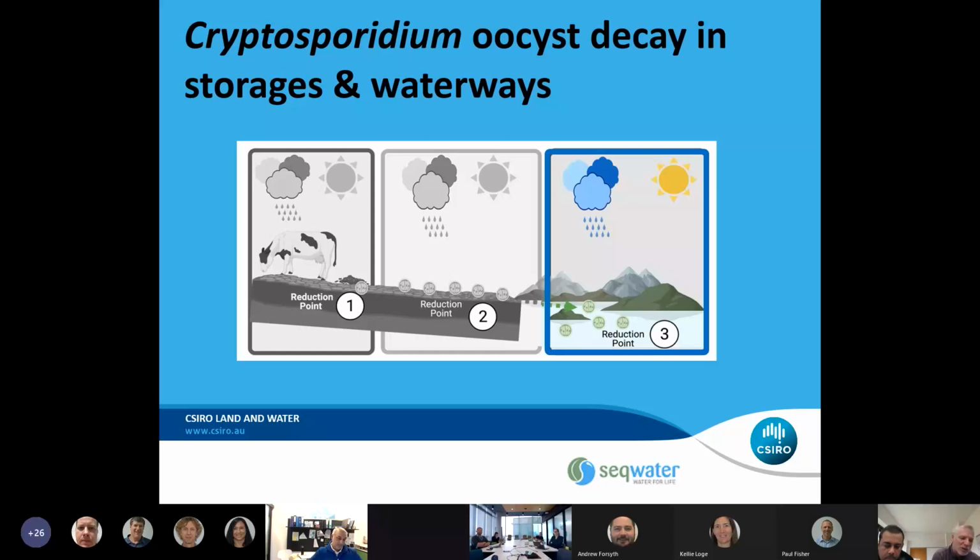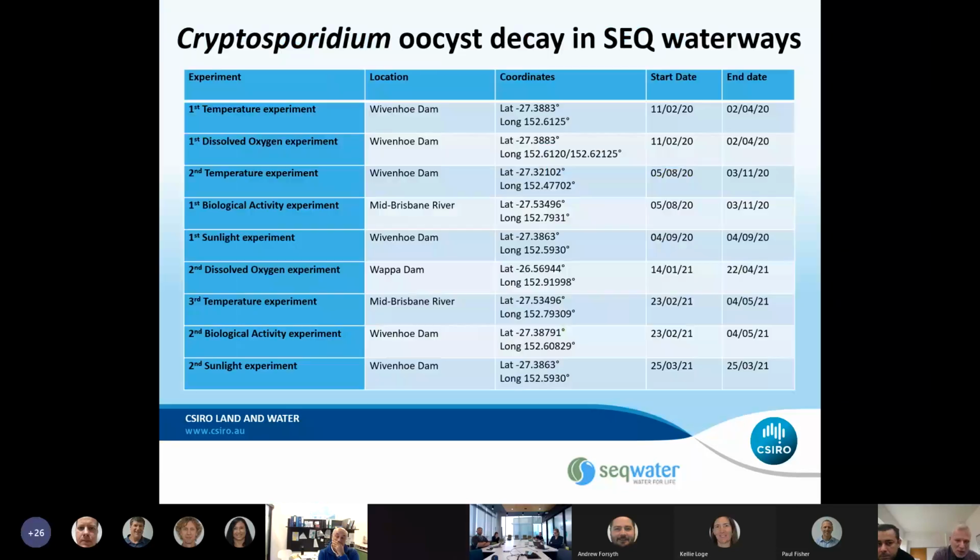There are 2 smaller experiments we did which, because of time, we're not covering today: the absorption of Cryptosporidium oocysts to soil materials and its subsequent sedimentation, either absorbed to materials or not. But we have covered that, and if anybody wants that information later on, we can provide it. So we've got a series of experiments running in the waterways in southeast Queensland.